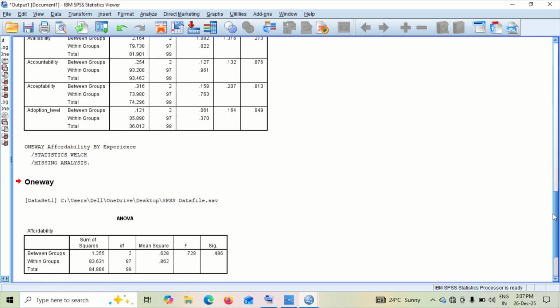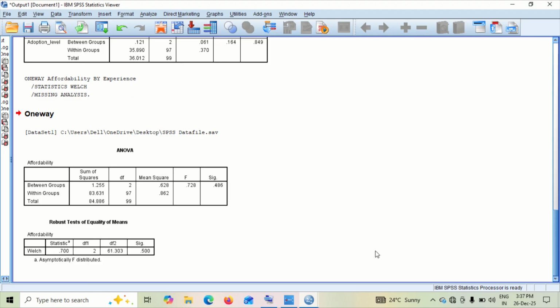Next, we have to check whether there is any significant difference in the affordability by using the result of the Welch test, that is the robust test of equality of means. Here we can see that the statistic is 0.700 and the significance value is 0.500, which is also greater than 0.05. Hence the null hypothesis also fails to be rejected. That means there is no significant difference in the affordability according to the experience of respondents.